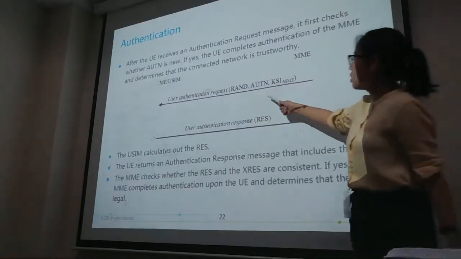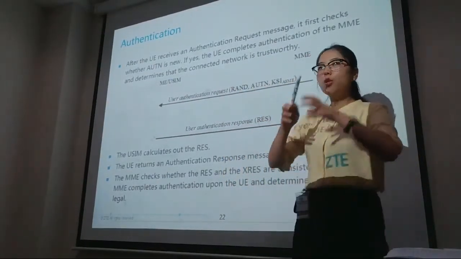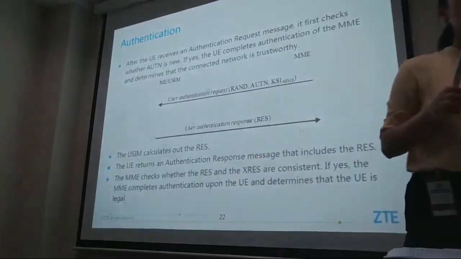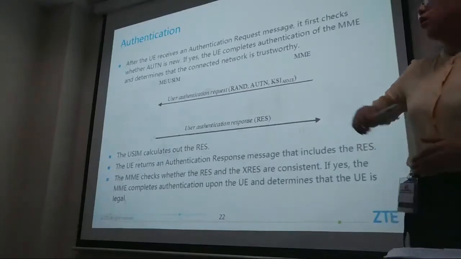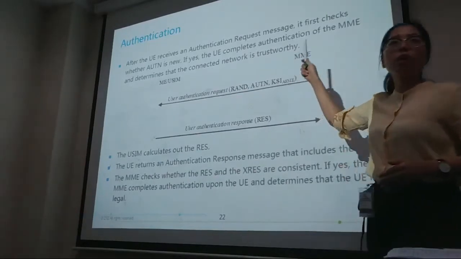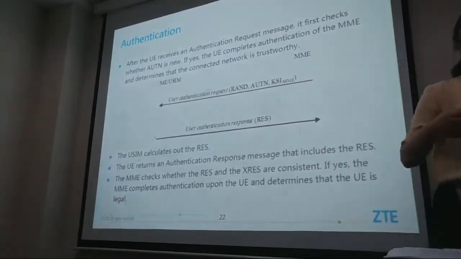We send the AUTN to the UE. When the UE receives the AUTN, the UE also has an AUTN. If it's the same, okay, the UE guarantees the MME is okay. We can make sure the MME is okay. This is the authentication.